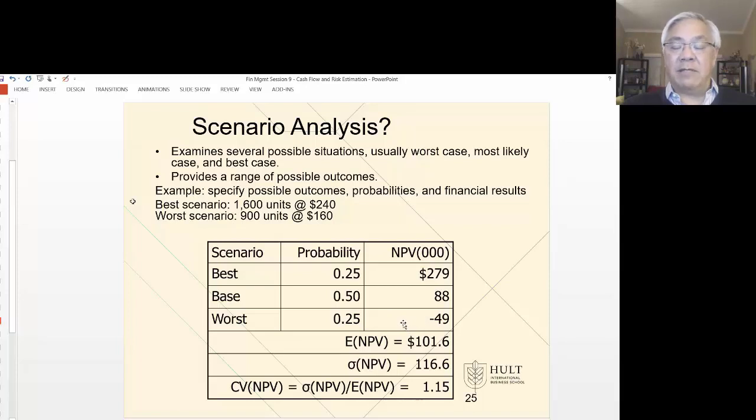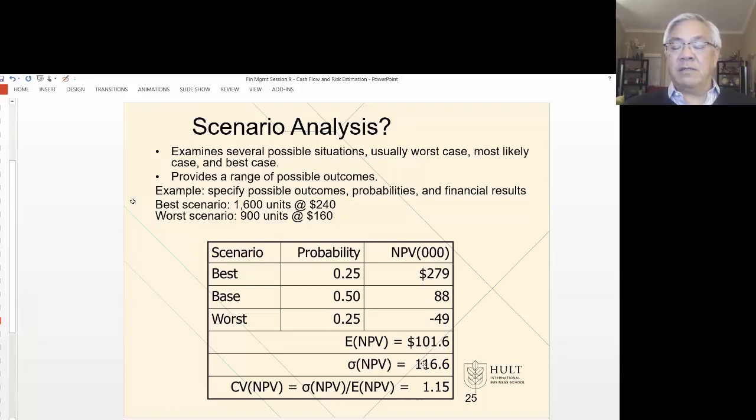Now we can use an expected value calculation, which is simply probability times NPV and adding them up. Or if you want to be an Excel expert, use sum product, right? Because we're summing the products of these two columns. Here, the expected net present value is 101.6. Notice that this number is higher than 88. And the reason for that is the high side probability equals the low side probability, but the dollar magnitude of that jump, if it were a best case, is quite dramatic. So it pulls up the expected value above the base case NPV.